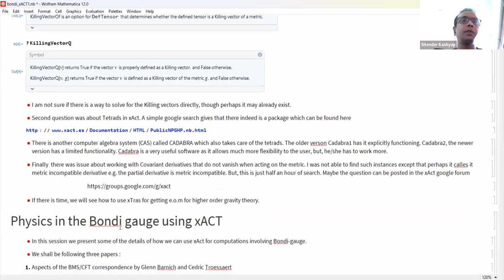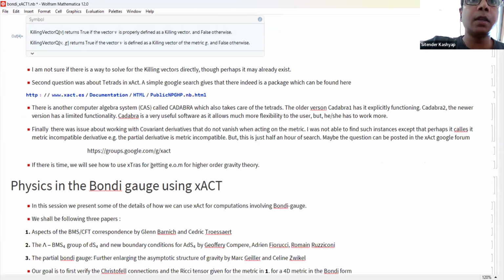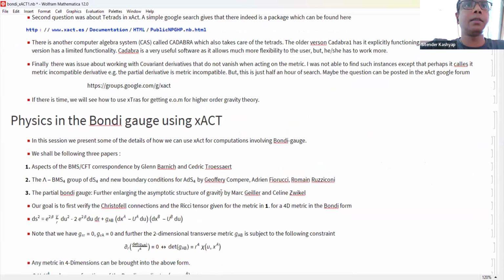And finally, there was one issue about showing how to obtain equations of motion for higher order gravity theories using extras. This was left yesterday. This we can go back to again. Anyways, I'm sharing my slides, so if one is interested, they can directly learn from there. It's a very simple thing. But let's continue with today's talk. If there is time, we'll get back to this. Okay, so with this, let us start today's session.